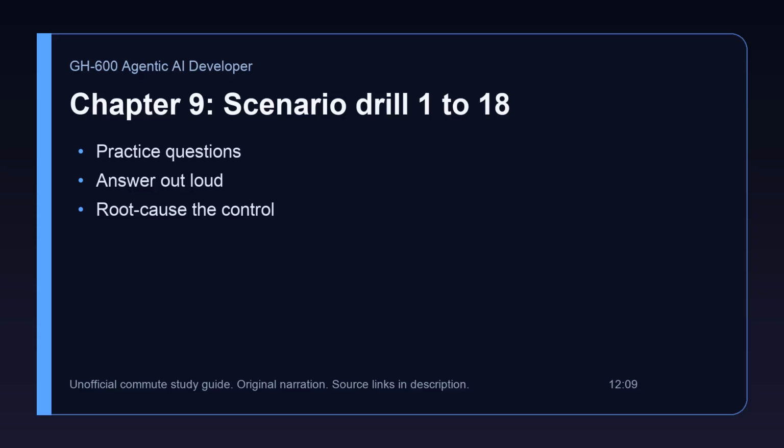Answer: B. A vague task is not executable governance. The agent needs clear inputs, outputs, scope, constraints, success criteria, and the approval path.